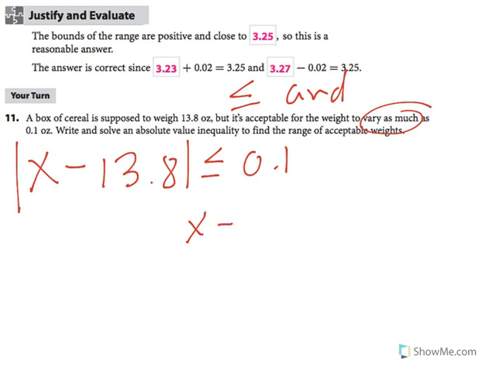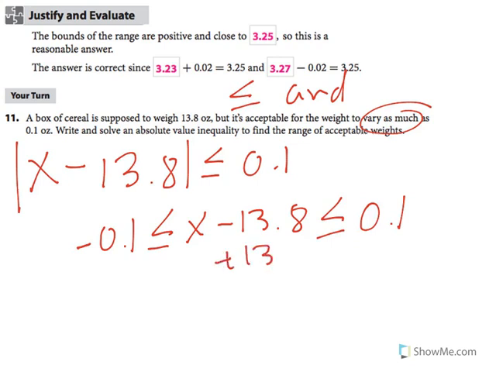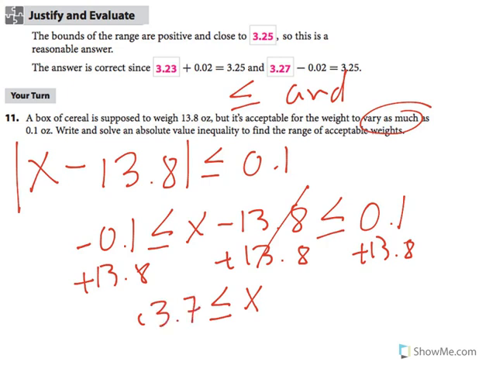So then we see that this is less than or equal to, we use the term "and". So we say x minus 13.8 is greater than or equal to negative 0.1 and less than or equal to 0.1. So to solve for x, we add 13.8 to all three parts. So that's reduced to 0. So x will be equal to 13.8 minus 0.1, that gives us 13.7, less than or equal to, this is 13.9. So x is somewhere between 13.7 and 13.9.